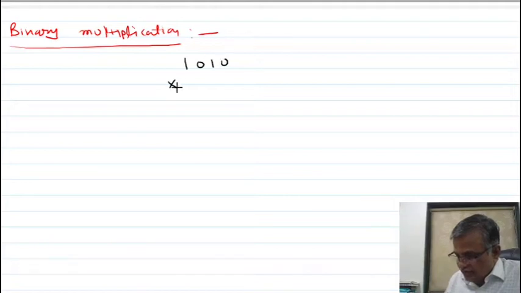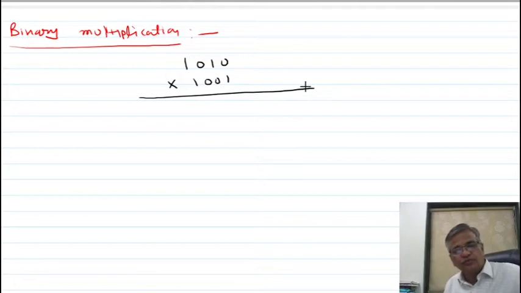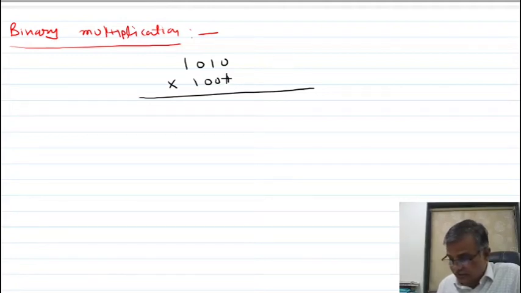1010 multiplied by this. So what you want to do? It's very simple. Already you have studied this in your previous standard. Here 1, 2, 3. So I am putting the 3. I am starting from RHS. 1 multiplied by 0 is 0. 1 multiplied by 1 is 1. 1 multiplied by 0 is 0. And this is 1.